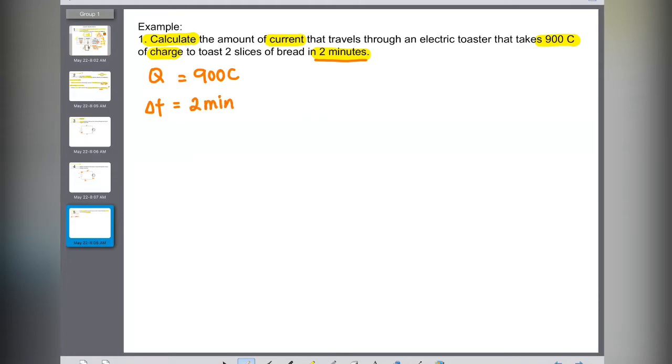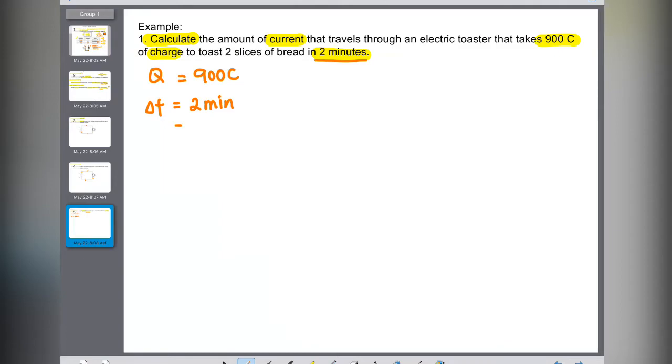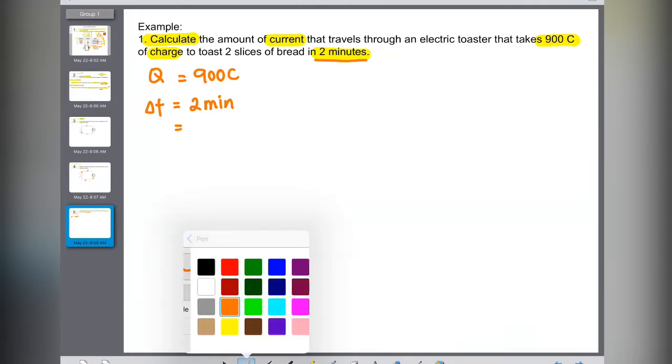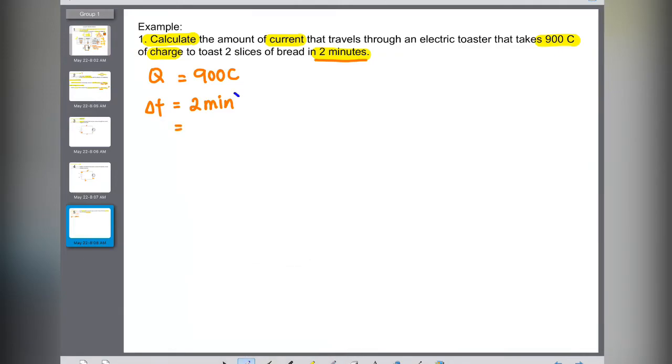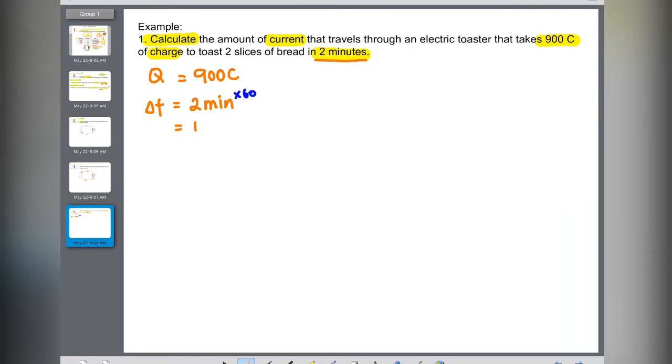But I don't use 2 in the equation, because you always have to come back and check what the SI unit for time is. They want it in seconds. So I need to convert my minutes into seconds. If you remember, every minute has 60 seconds, so I have to multiply by 60. So how many seconds are there in total? I have 120 seconds in total.